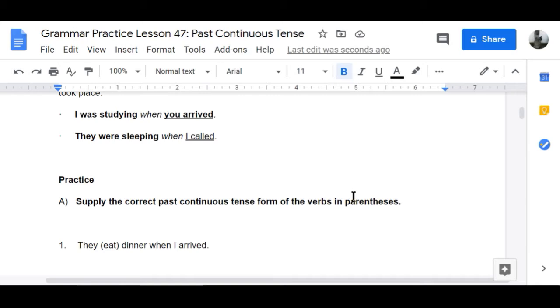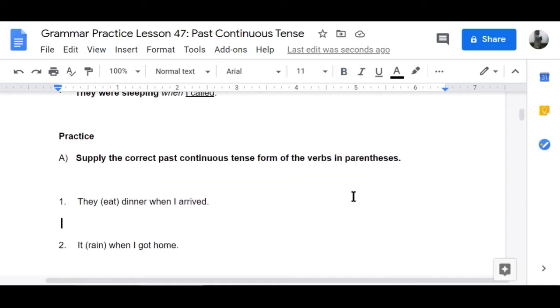A. Supply the correct past continuous tense form of the verbs in parentheses. Number 1. They ate dinner when I arrived. I'm gonna copy the phrases, as I usually do, then paste. Then we're gonna do it together. So for this one, they were eating dinner. They were verb to be. They were doing what? They were eating dinner when I arrived and I spoiled everything.